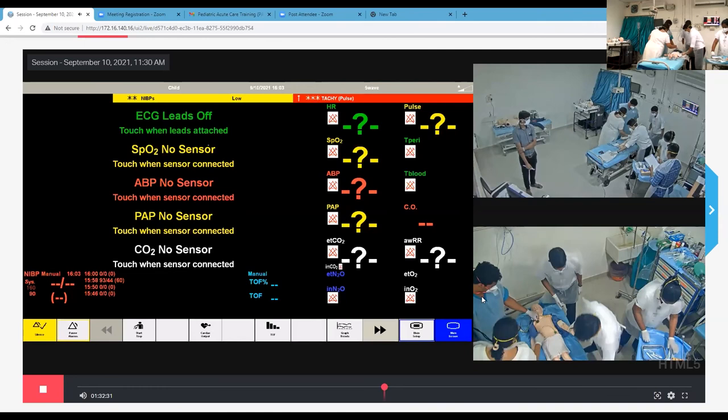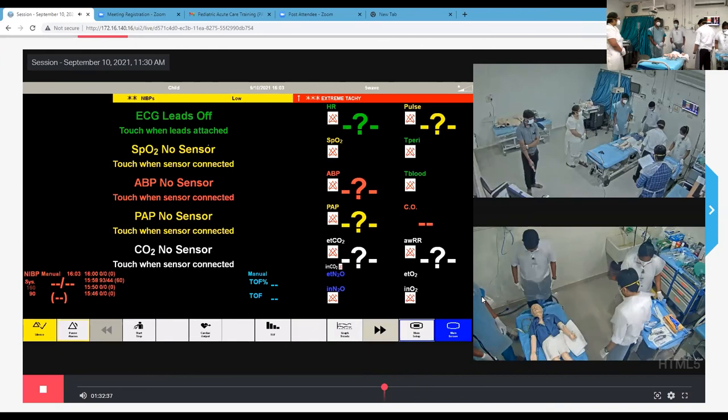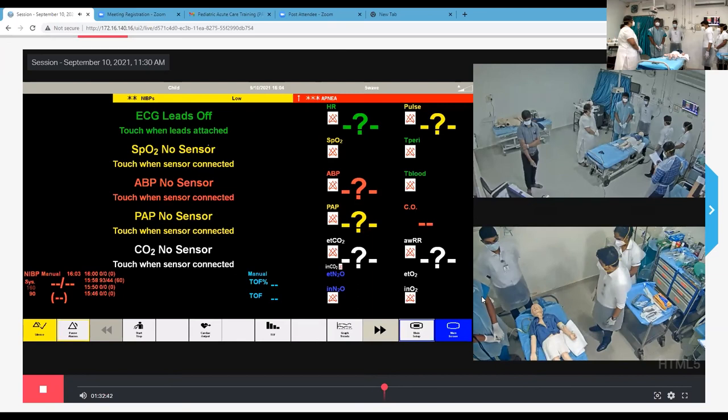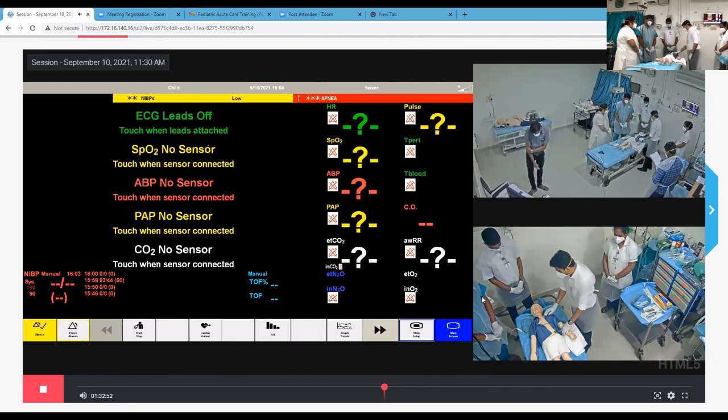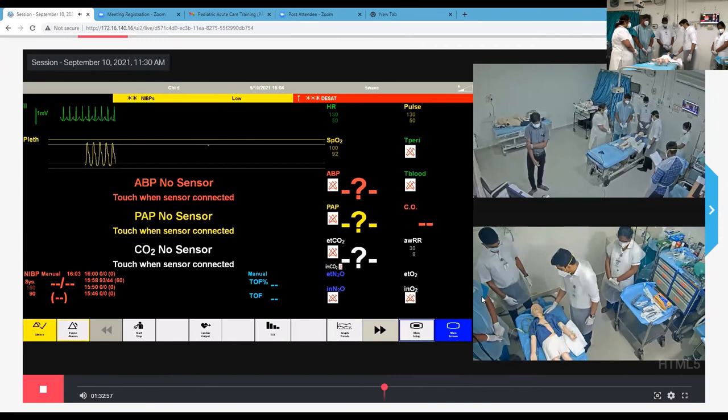Okay, team, are we ready? Yeah, we have a 5-year-old child who's come with fever and some palpitations. Can we check him? Okay. What is the color, breathing and circulation? He's pink in color. His response on the scale is 15 by 15. But he's just feeling some uncomfortableness.